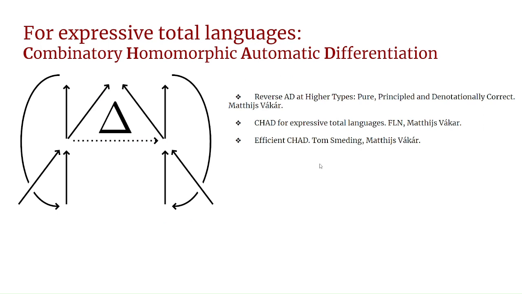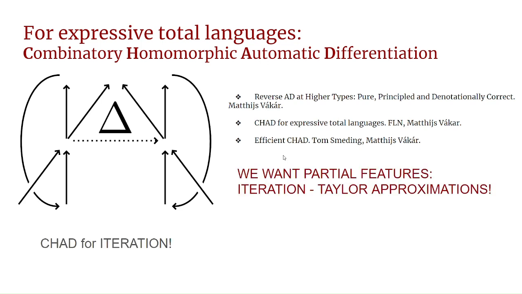For expressive total languages, we achieve this with the macro we called CHAD, but our past work does not support partial features. And we want partial features. In particular, we want iteration, especially because some functions are computed as Taylor approximations, especially the gamma function. So we need, or at least we want, CHAD for iteration.